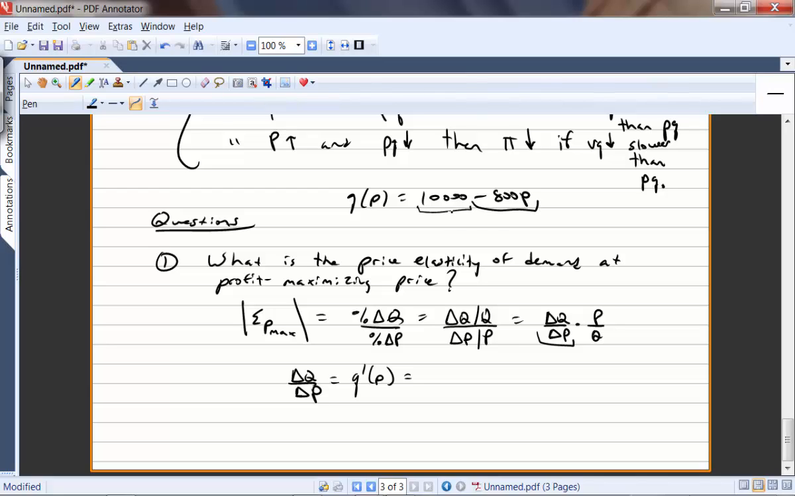The derivative of a constant. What's the derivative of 10,000? 0. What's the derivative of negative 800p? Remember, it's p to the power of 1. We take 1 times the negative 800. That's just negative 800. And then p to the power of 1 minus 1, p to the power of 0. Anything to the power of 0 is 1. So we just have negative 800. So the change in quantity over change in price is negative 800. That's just the slope of this line, right?